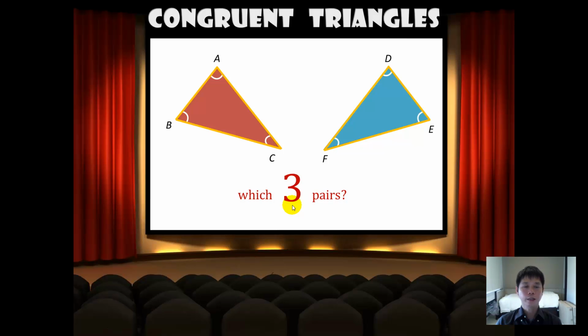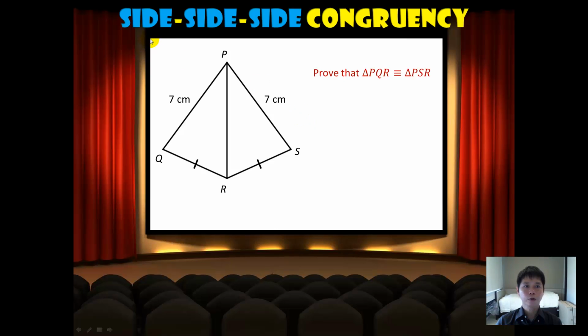Let's start off by looking at the first congruency test. We can prove that two triangles are congruent if 3 of the corresponding sides are equal. Now, let us look at this example here. We have triangle PQR and triangle PSR. In order to prove that these two triangles are congruent using the SSS congruency test, we must first show that 3 of the corresponding sides are equal. So the question is, which are the corresponding lengths?